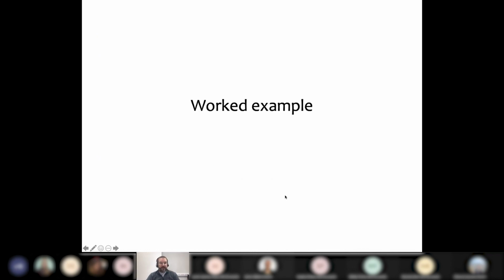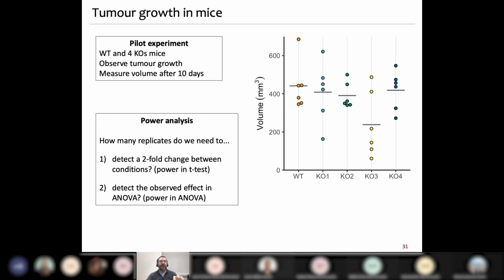This all is a lot of knowledge to absorb in a very short time, and is probably a bit confusing. So let us go through an example which is based on real data, which we did a couple of years ago. Based on the pilot experiment, we wanted to do some power analysis. The pilot experiment was about tumor growth in mice. There was a wild type and 4 different knockouts, and we observed tumor growth and measured the volume of this tumor after 10 days. And this figure shows results from the experiment.